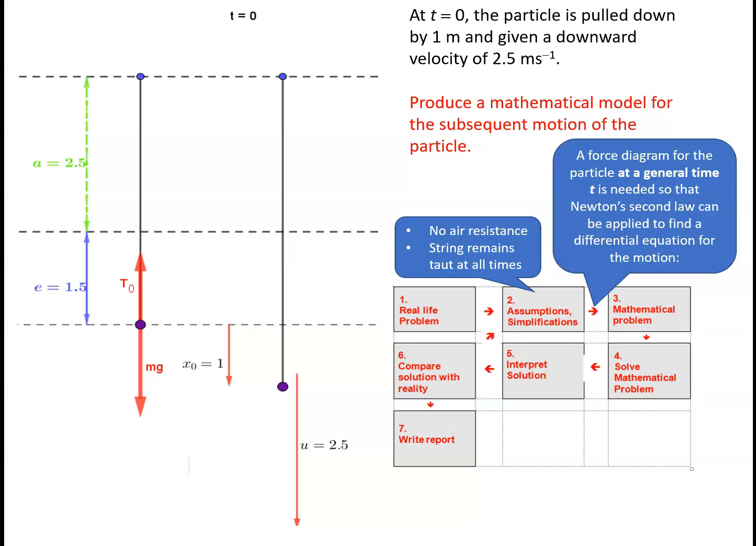Now, if we're going to start considering the mathematical problem, what we really need to do is produce a force diagram for the particle at a general time t. And if we do that, we'll be able to start bringing Newton's second law in to try and find a differential equation for the motion. And that differential equation will give you, if you like, the mathematical problem that we've got to solve.